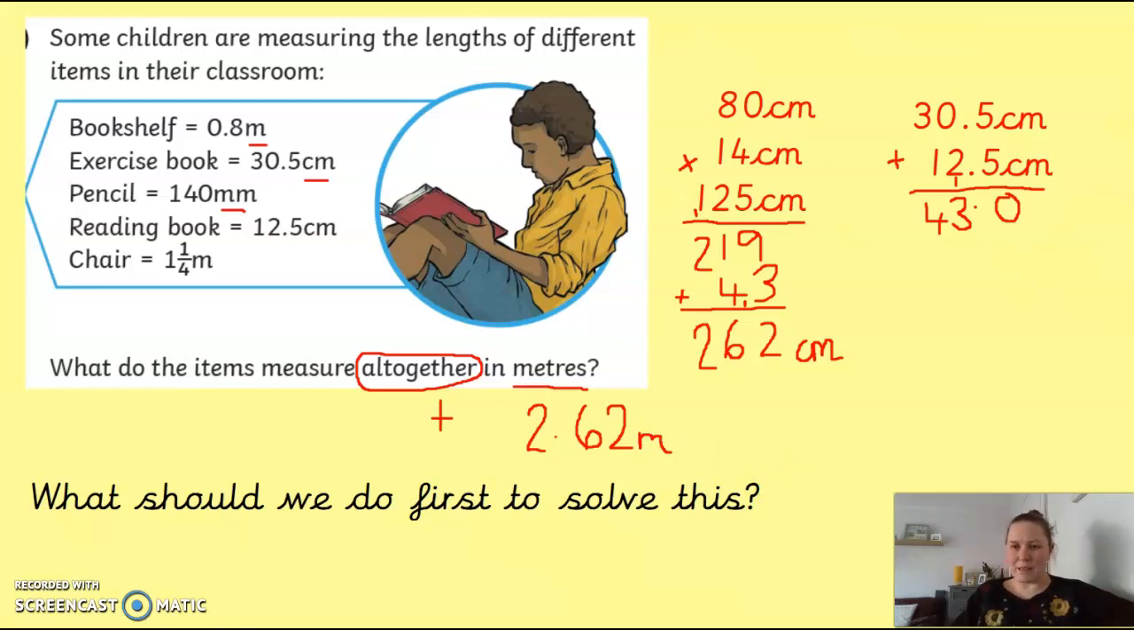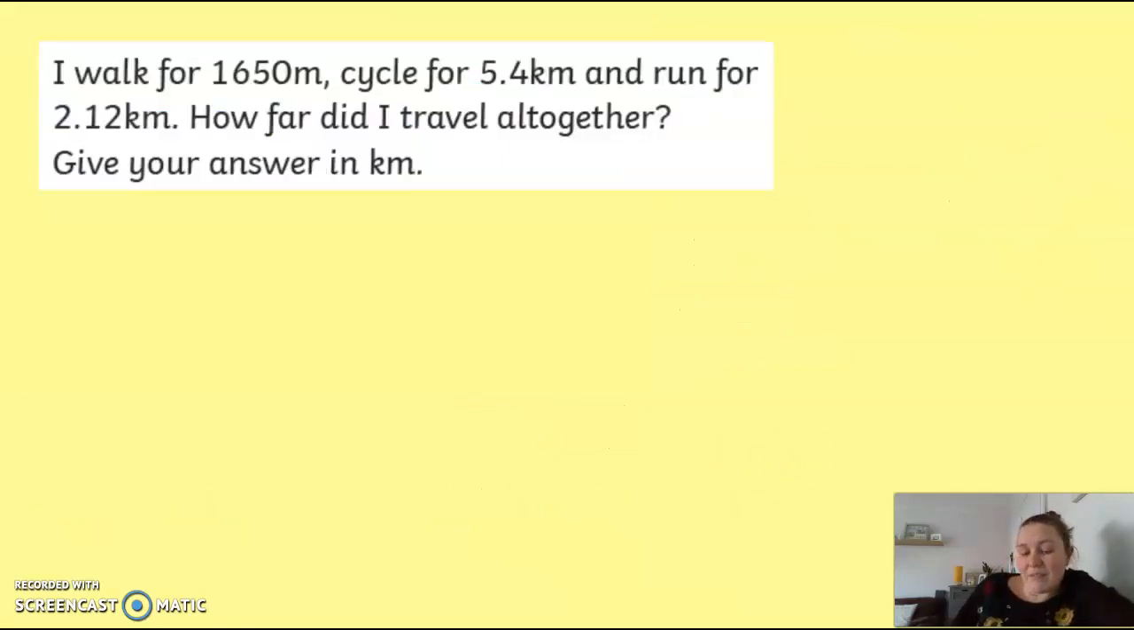Let's look at another question together. I'm going to read it, and then if you think you can do it, you can crack on. If not, you can listen to me explain it. So I walk for 1,650 metres, cycle for 5.4 kilometres, and run for 2.12 kilometres. How far did I travel altogether? Give your answer in kilometres. Again, if you're confident, pause me, work it out, come back and hear my explanation. If you're not sure, stay on and listen.